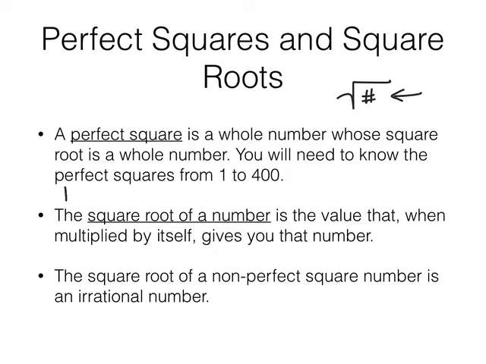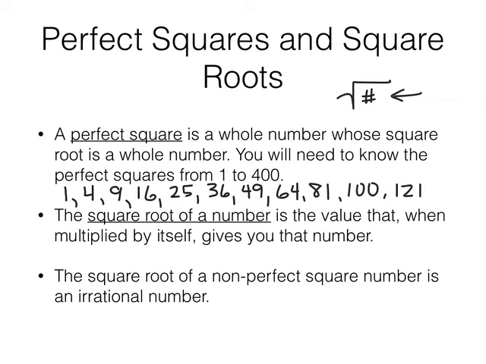1 is a perfect square because 1 times 1 is, that's right, 1. 4 is a perfect square because it's 2 times 2. And let's list them all the way up to 400. 3 times 3, 9. 4 times 4, 16. 5 times 5, 25. 6 times 6, 36. 7 times 7, 49. 8 times 8, 64. 9 times 9, 81. 10 times 10, 100. 11 times 11, 121. 12 times 12, 144. 13 times 13, 169. 14 times 14, 196. Oh, this is starting to really tax my brain.